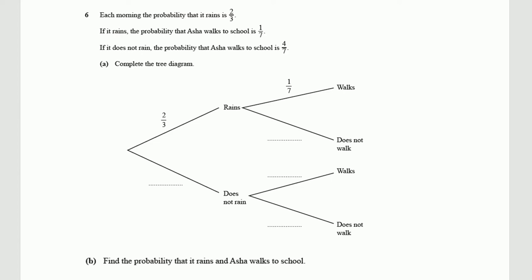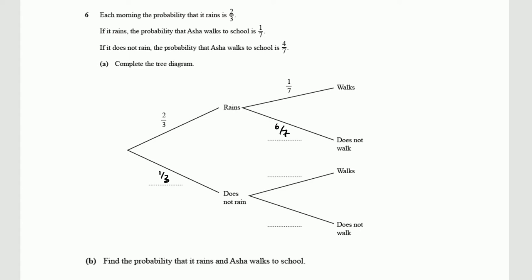Okay, each morning the probability that it rains is 2/3. If it rains, the probability that Asher walks to school is 1/7, and if it does not rain, the probability she walks to school is 4/7, and I have to complete the tree diagram. So a 2/3 chance of rain means a 1/3 chance of no rain. A 1/7 chance of walking means a 6/7 chance of not walking.